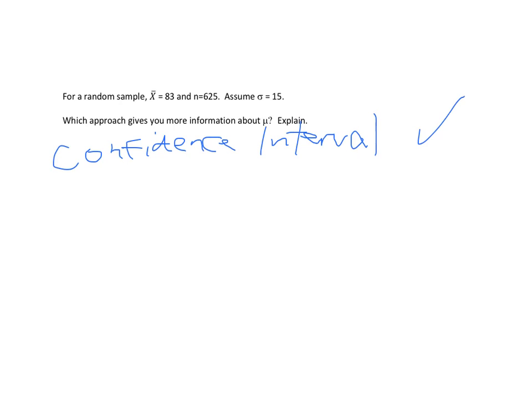But the confidence interval gives you a little bit more information and says, not only do I know it's not, but it's actually to this side or to that side. Okay, that's an example of doing a one sample hypothesis test on the mean, assuming you know the standard deviation.